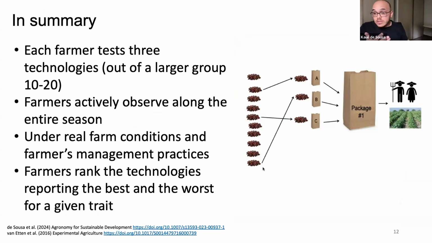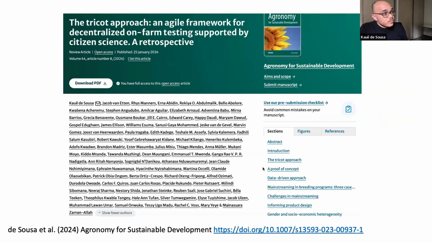In summary, this is how Tricot works. And I'm really proud of this paper because this is work that we've been doing with many people. We have 84 co-authors here. This is also to agree with what I was saying about the multi-stakeholder network.